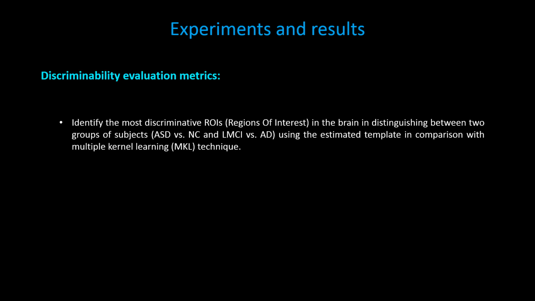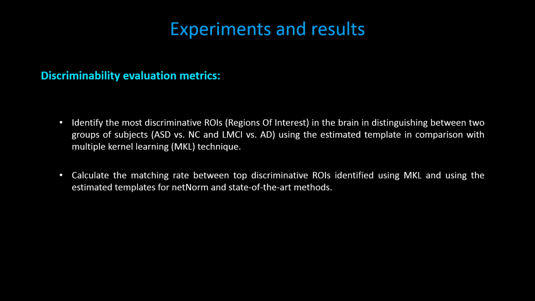Now moving to the discriminability evaluation of netNorm in comparison to state-of-the-art methods, where we first identified the most discriminative regions of interest in the brain in distinguishing between two groups of subjects using the estimated template in comparison with multiple kernel learning (MKL) technique. Then, we calculated the matching rate between top discriminative pairwise identified using MKL and using the estimated template for netNorm and state-of-the-art methods.